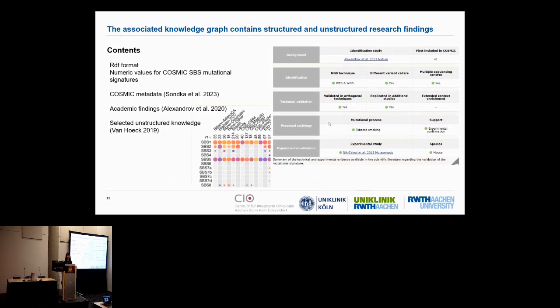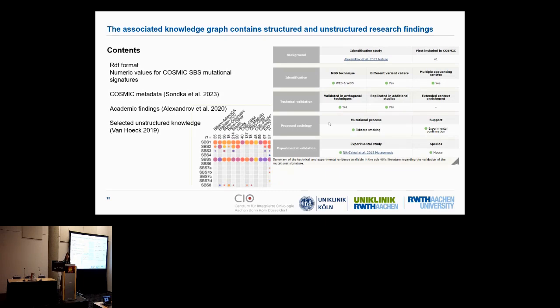The associated knowledge graph was written in RDF format and contains the numeric values for the COSMIC SBS mutational signatures, but also some metadata like given here on the right. So that's associated literature, versioning information, information about how sequencing was done. For us, very important information about how the etiologies were proposed, which etiologies were proposed, etc.